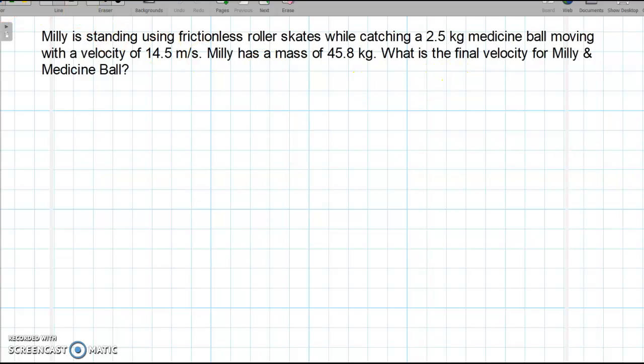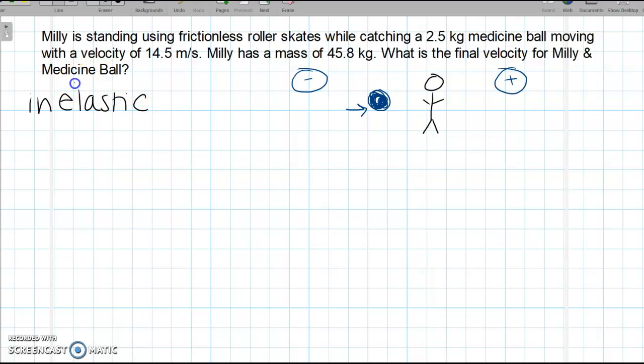So let's just draw a picture. This is Millie, and he's on his roller skates, and there is a medicine ball flying towards him, and he's about to catch it. These two masses are going to combine, and we want to know what the final velocity for Millie is. So let's identify M1, M2, and V1 and V2. And again, this is an inelastic collision.